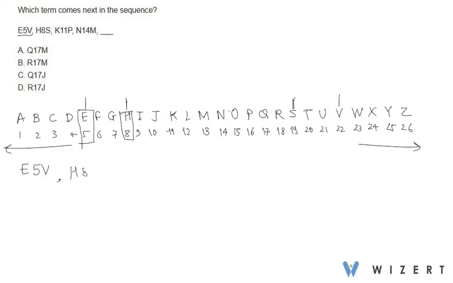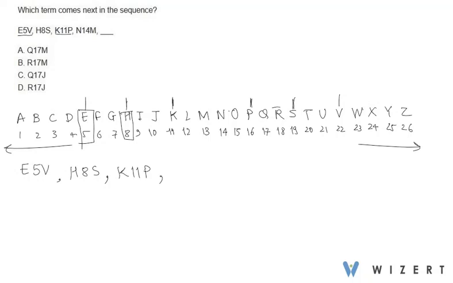So H8 then S. So the next member should be, 2 letters will be left, K from this side and again 2 letters will be left, P from this side, and the number between them should be 11. That's correct. So the logic is working.